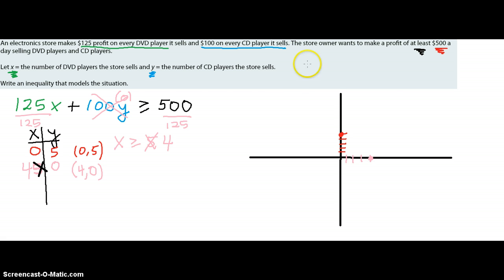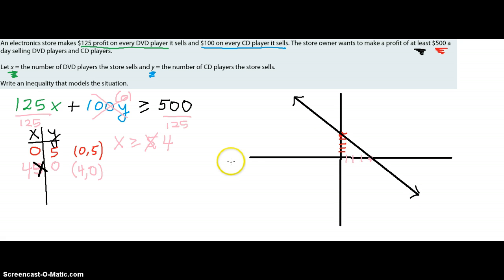And then my line is not going to be dotted because it's greater than or equal to. So that means we can include it. So we're just going to draw a regular line through both of these points here. So something like this and like this. And I like to put arrows on the end because that means that it goes forever and ever in each direction.